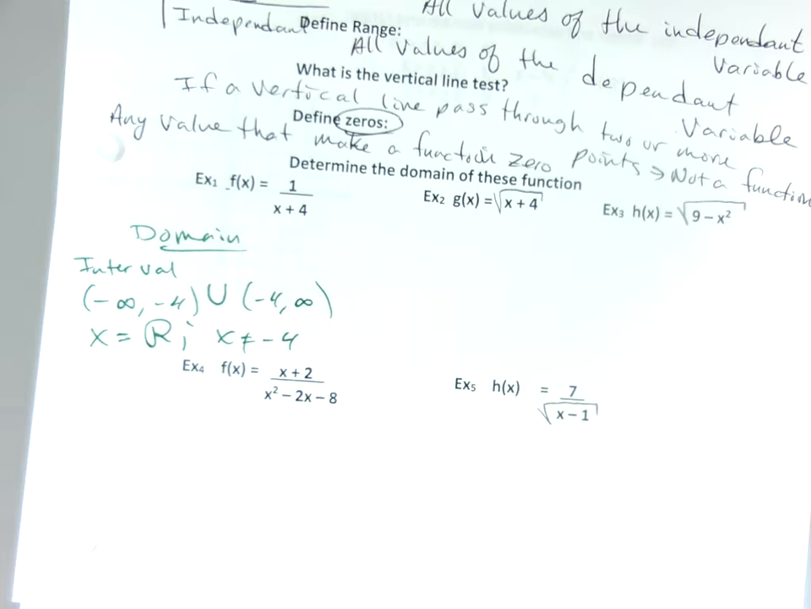Wait, but wouldn't it be less than since it's negative? Well, how about negative 5? Is negative 5 going to work? No. Right. Negative 5 is less than negative 4. Yes, that's what I'm saying, x has to be greater than negative 4, because negative 3 would be greater than negative 4.